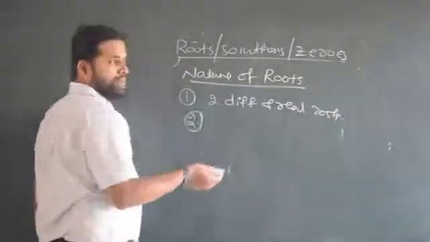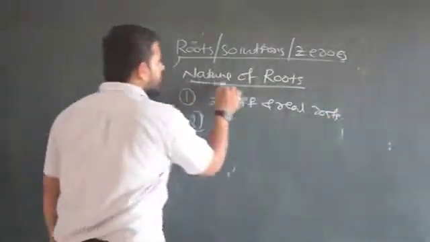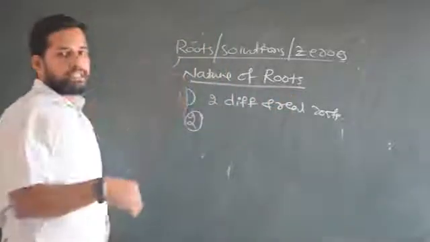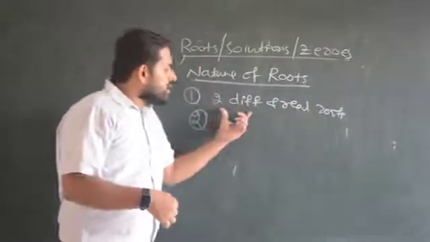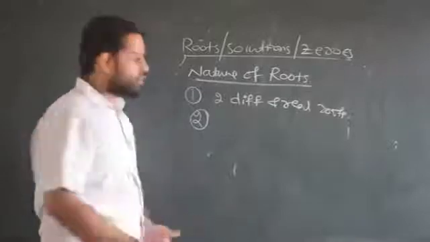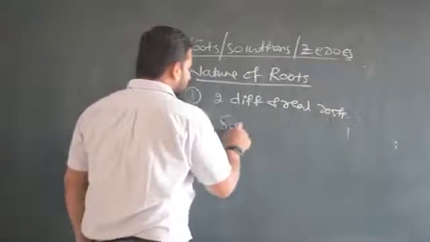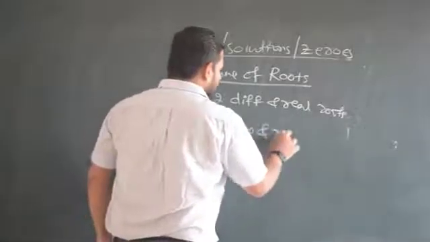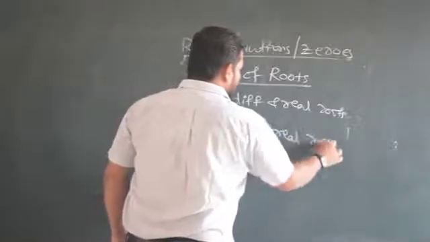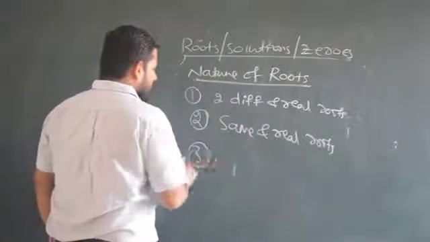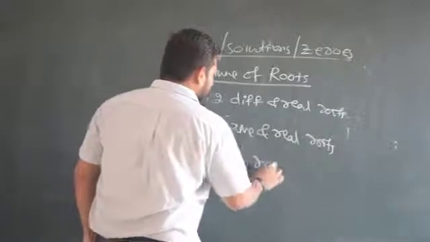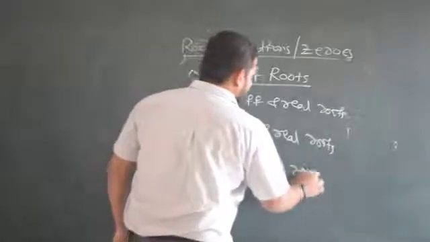The same things whatever I have discussed, they are using one word called nature of roots. What is the nature? They are different and they are real. That is one nature. Yes or no? And another nature is same and real roots. Now what is the third thing? That is no real roots.